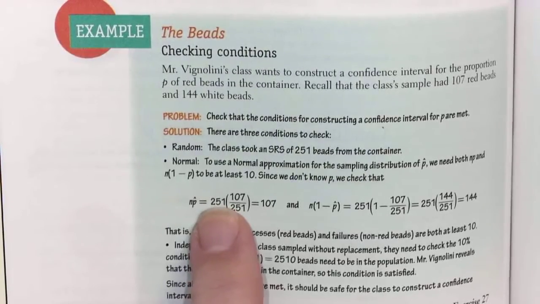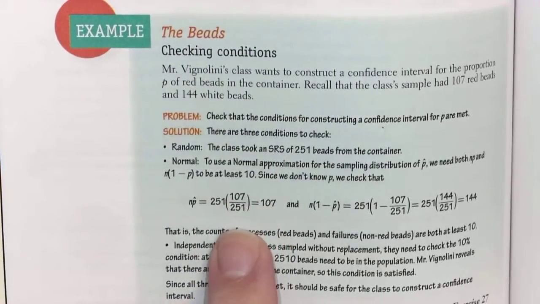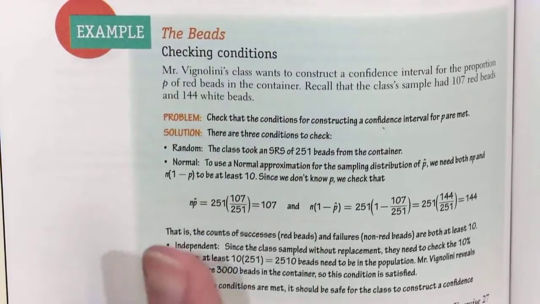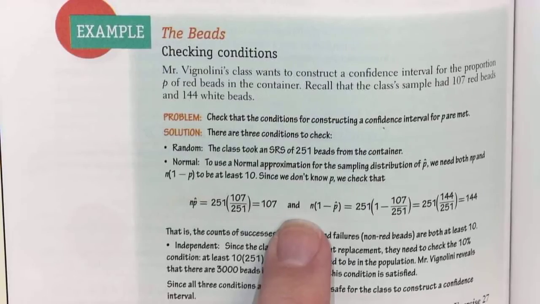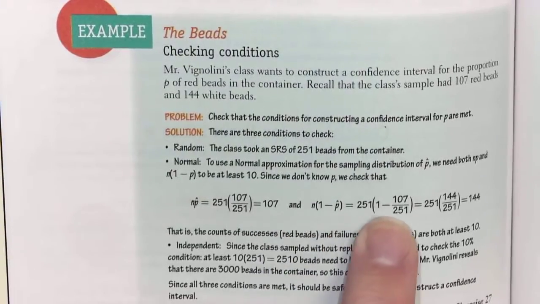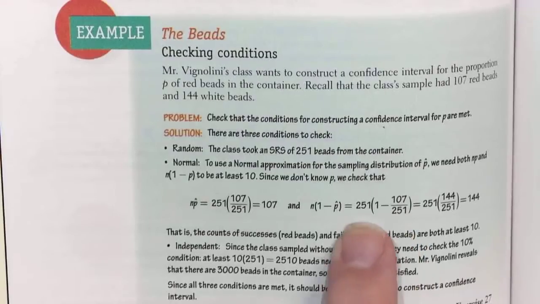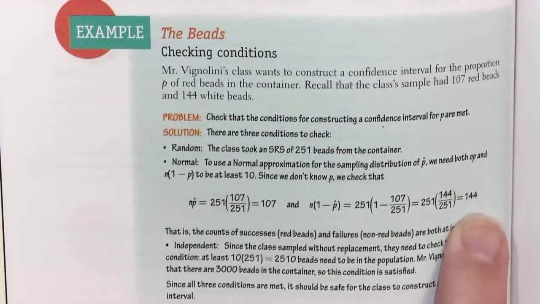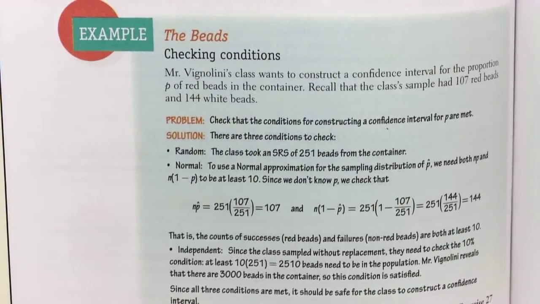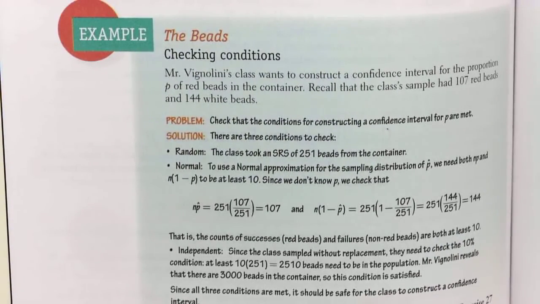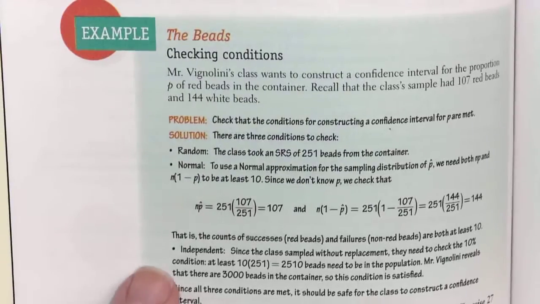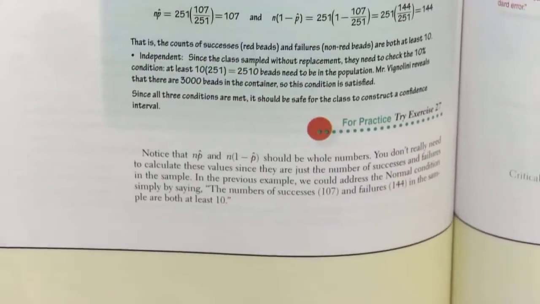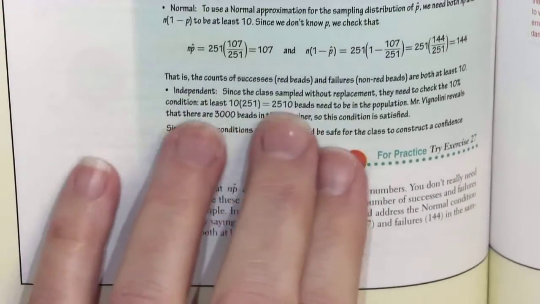The number out of how many you took, 251, times your proportion. Well, your proportion is 107 over 251, and the 251s cancel, right? You're left with 107. Same deal over here: n, 251, times 1 minus the proportion. Well, you simplify that, you're going to get 144 over 251 times 251, which is 144. So it's basically, do you have 10 in each, success and failure? Okay. Now, and then finally, independence.